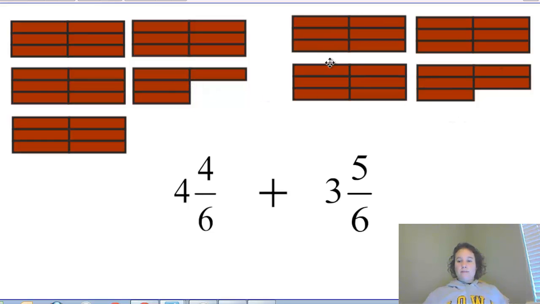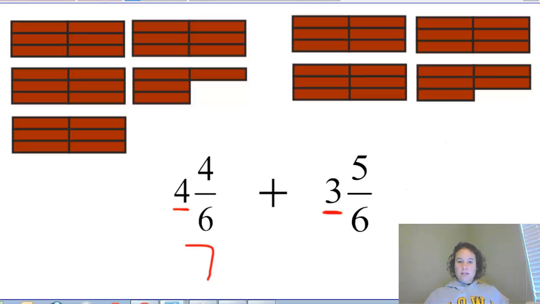And then if your friend comes along and brings 3 whole candy bars plus this candy bar where 1 piece has been eaten, so they have 5/6 left over, and we want to put all of our candy bars together and see how much candy you have in all. So we have 4 and 4/6 plus 3 and 5/6, and we're combining all of those together. You can count up the whole candy bars, 7 whole candy bars, which is what I would get if I added these 2 whole numbers together. So if I added the 4 and the 3, I would end up with 7 whole candy bars.